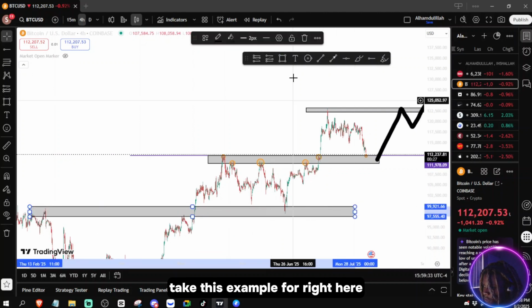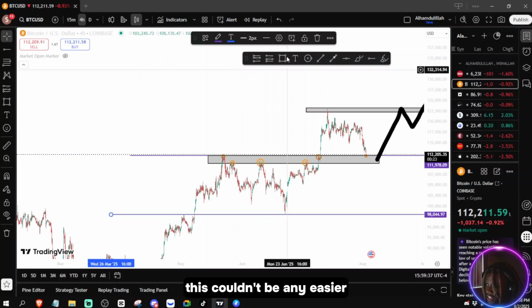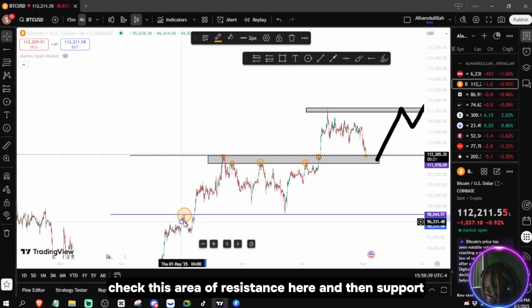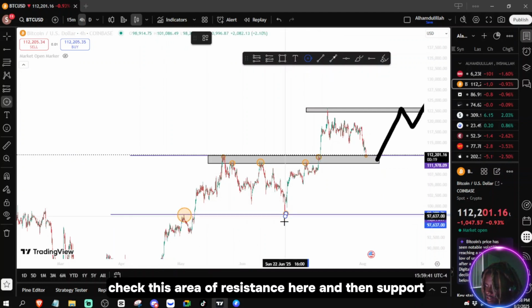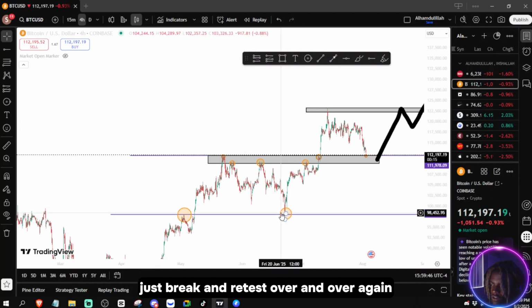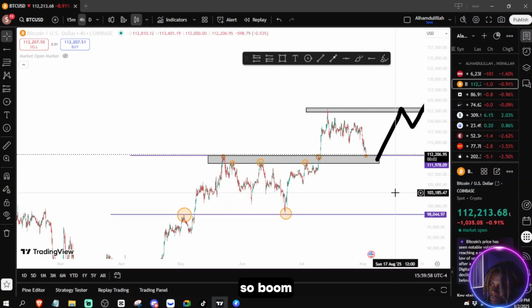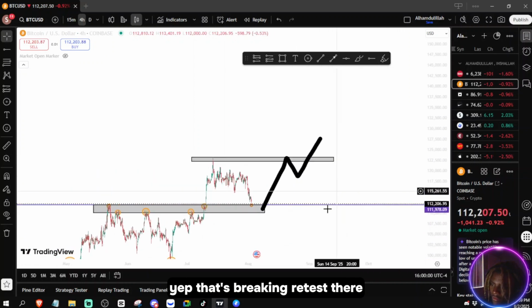Take this example right here. If I just take this area right here, this couldn't be any easier. Check this area of resistance here, and then support. It's not difficult at all. Just break and retest over and over again. It's just about knowing when to buy the dip. It's just about being educated, so I'm not missing out on future bread by being uneducated, and that's just me. So I really commend you for being here. So boom, that's break and retest there.